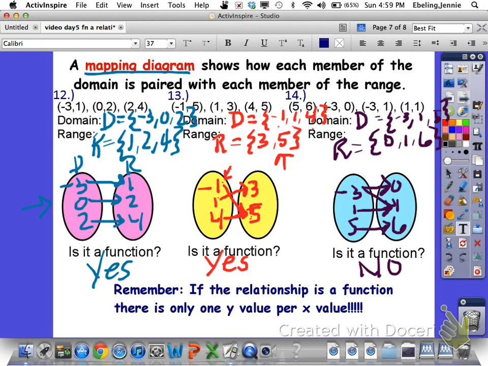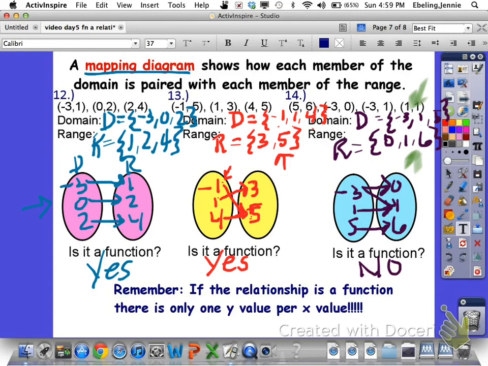Taking a look at the last example, I've listed my domain as -3, 1, 5. Those were all the x values that were used in the relation up above and all those points. Notice the -3 was used twice, but it's only once in my domain. In my range, the 1 repeated, but it's only once in my range.